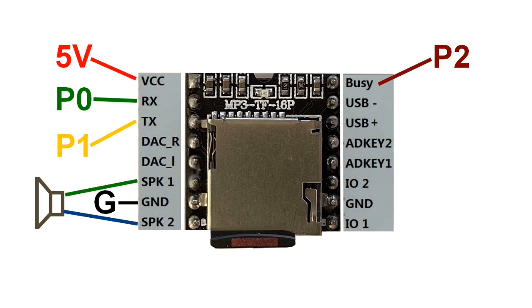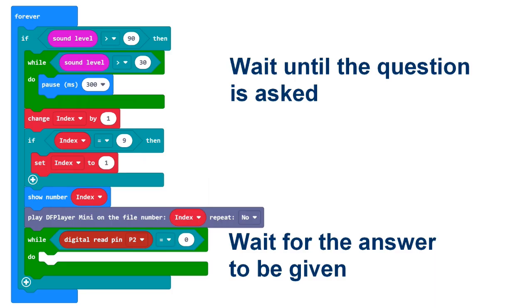To solve that problem, we need to connect the pin called Busy to P2. As long as the player is playing a sound, BC will be low, 0 volts. At the bottom of the program, I have now created a loop that waits for the current sentence to finish. That is where P2 is not equal to 0. Above, I have created a loop that waits for the question to the player to be finished. Now I can make this dialogue.